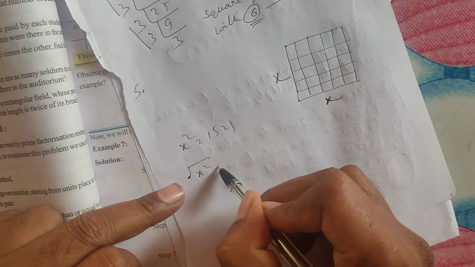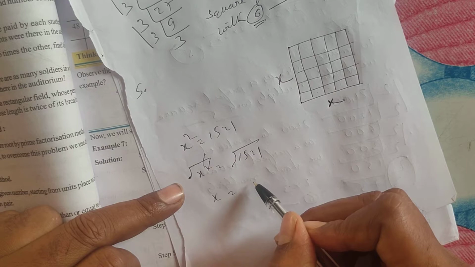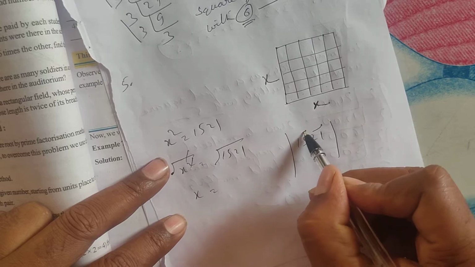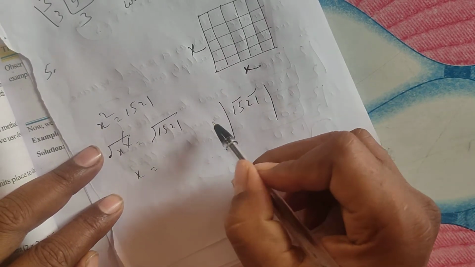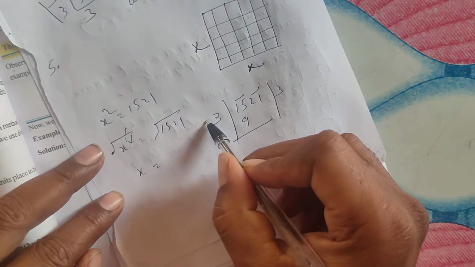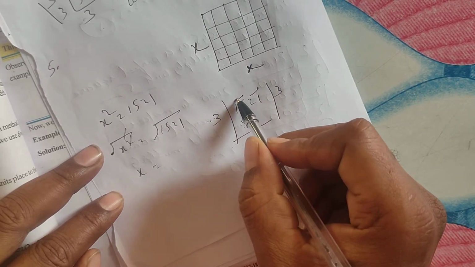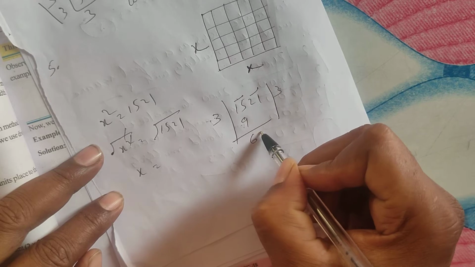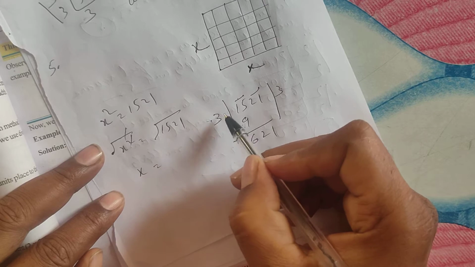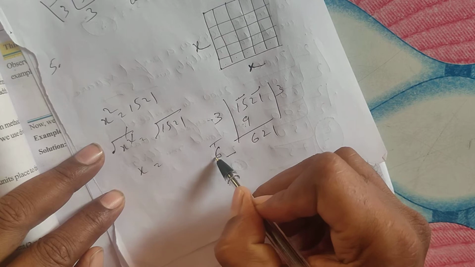So root X square is equal to root 1521. X is equal to the square root of 1521. You should take it. 3 3s are 9, 4 4s are 16. So here you have to take 3 3s are 9, because 4 4s are 16, which is greater than 15. 15 minus 9 is 6, and 21 as it is. And then 621. 3 is doubled. Double means you multiply with 2 and write it in the tens place here, and it is 60.